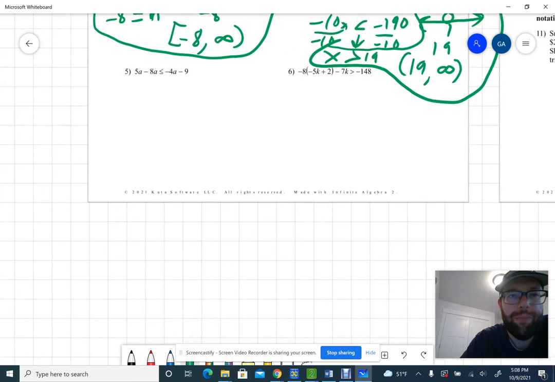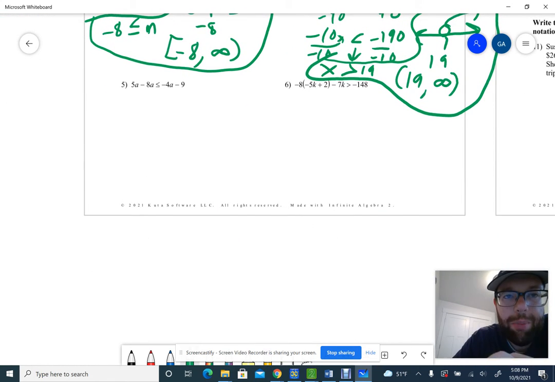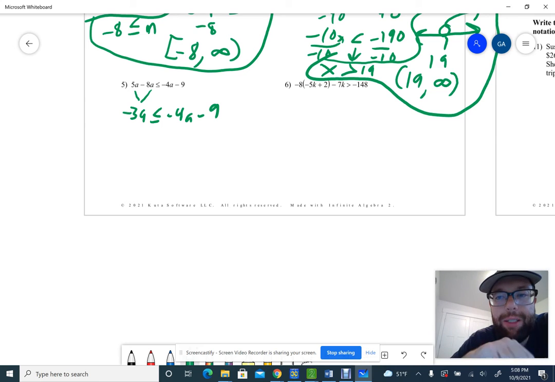Okay. Next one, I'm going to start by combining like terms. So 5 minus 8 is negative 3a, is less than or equal to negative 4a minus 9. Then we got to move the variable to one side. I'm going to move that negative 4 because the a is already by itself over there. So I want to move that over there.